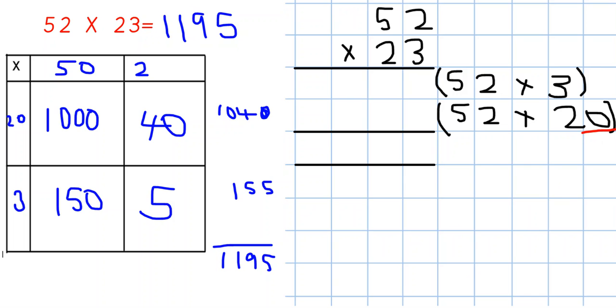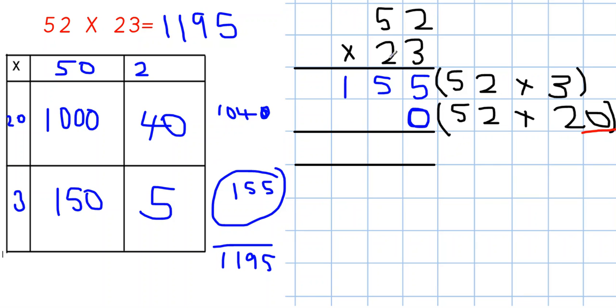Okay, so starting with multiplying by 3. 2 times 3 is 6. 5 times 3 is 15. That's my 150. And that's my number here, look. That's my 6. There's my 150. And then, before I do anything else, I'm going to put my placeholder in because I'm multiplying by a 10.